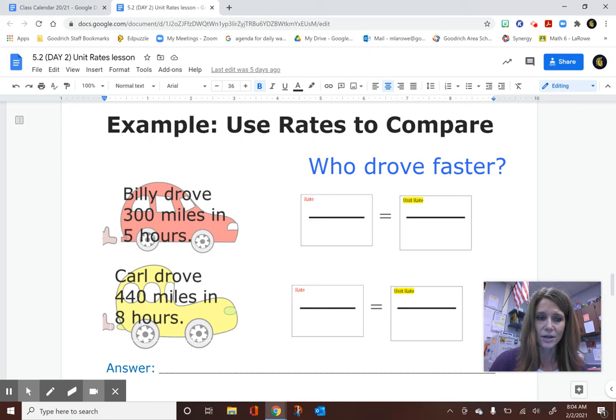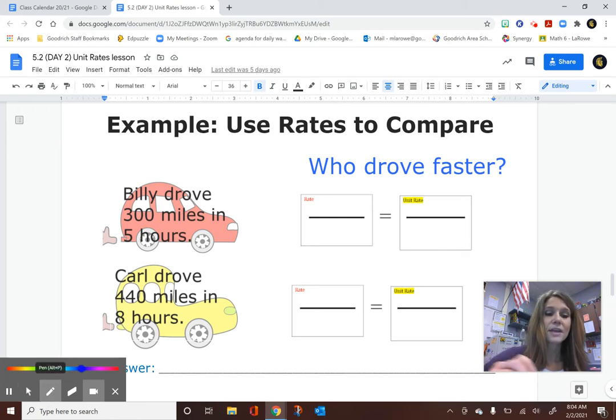I'll walk you through one here. We're trying to figure out who is driving faster. So I have 2 different drivers. I've got Billy in the red car, and I've got Carl in the yellow car. I can see that they each have different distances, and they also have different times for travel.